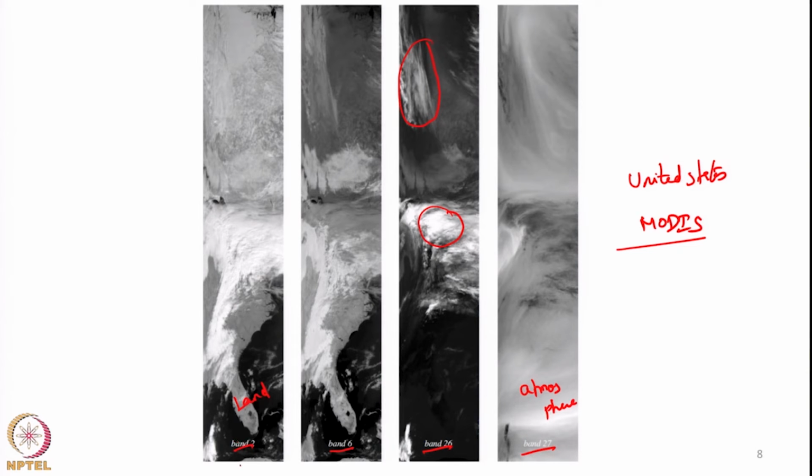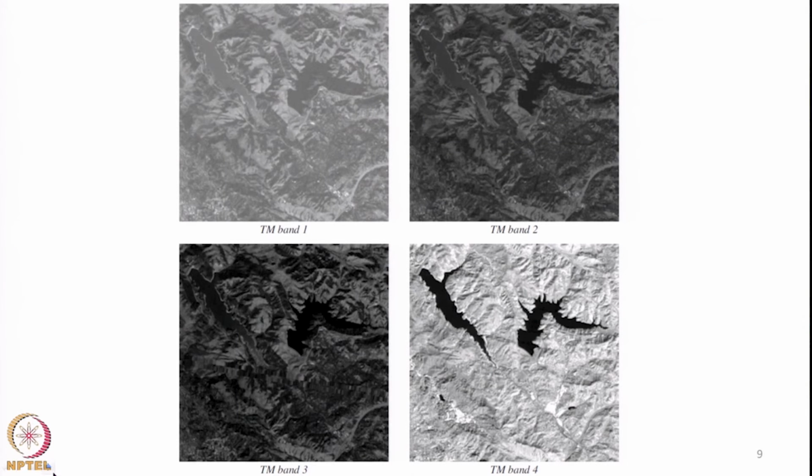In band 2 and band 6, we are getting information about the ground surface. In band 26, we are able to see some clouds. In band 27, we are getting information about the atmosphere. So, this sort of multispectral information will provide us many different ideas about the object of our interest. This is another example of how multispectral information will help us.